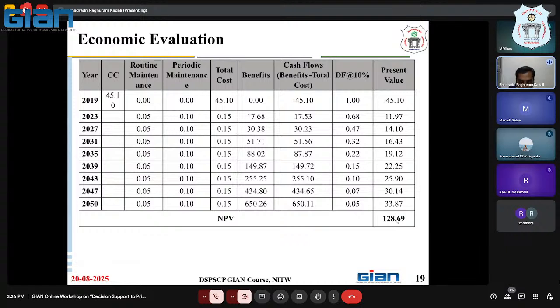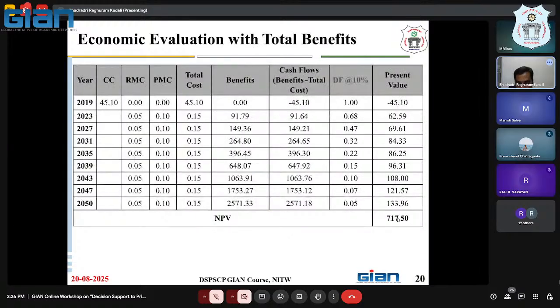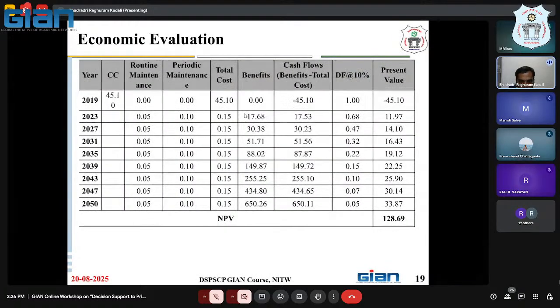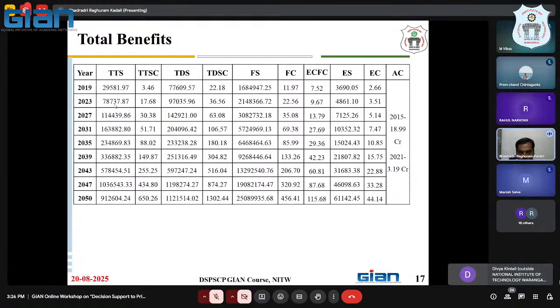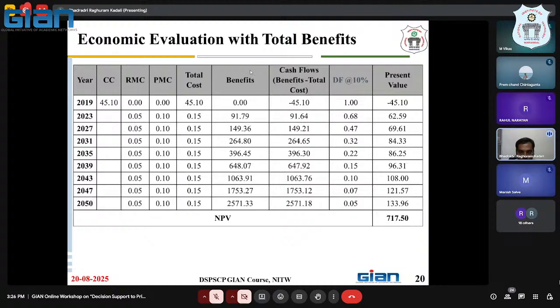All the 4 methods gave very good results. Earlier we showed 17.68, which is related to only the travel time saved cost. But if you add 17.68 plus 36.56 plus 22.56 plus emission cost 3.51 plus the road accident cost. But the road accident cost we have taken only up to the initial base period. The remaining periods we have not taken, because we can't expect accidents to keep on reducing. So then we have taken the total benefits, which is the total benefits up to 2050.